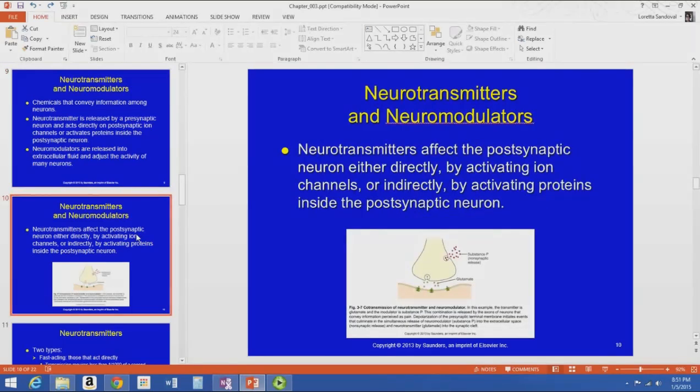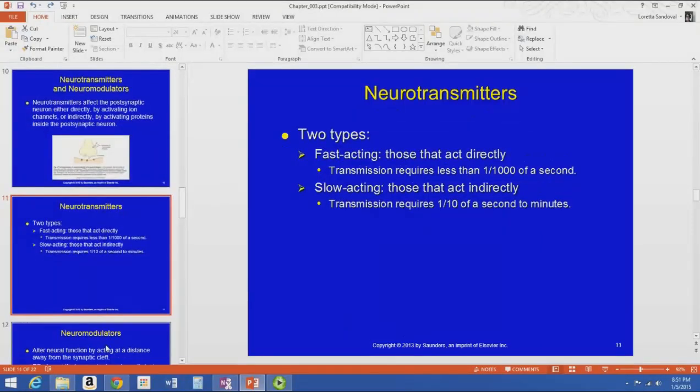So neurotransmitters affect the postsynaptic neuron either directly by activating ion channels or indirectly by activating proteins inside the postsynaptic neuron. So there are two different types of neurotransmitters: fast acting, that act directly, and the transmission requires less than a millisecond, which is 1,000th of a second, really fast. And then there's slow acting, the ones that act indirectly, and it's 1/10 of a second to minutes. So they're much slower acting than the fast acting ones. Okay.